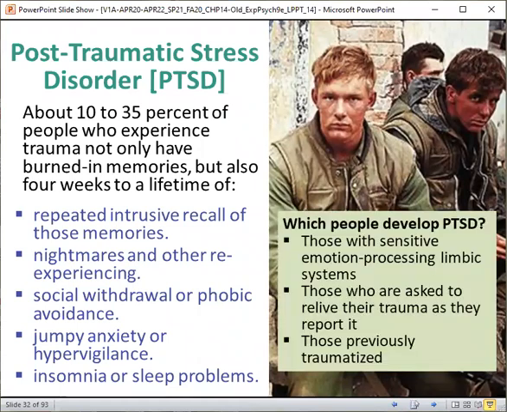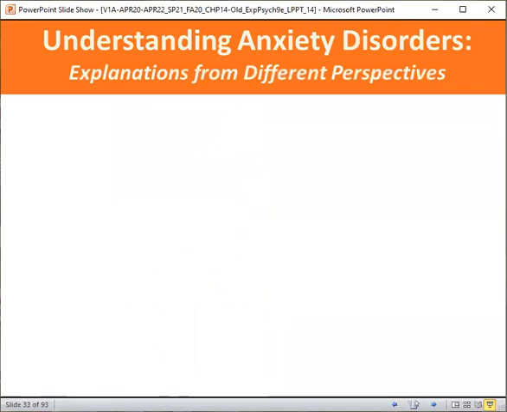All right, so those with a sensitive emotion-producing limbic system are the people who are likely to develop PTSD, as are those who are asked to relive their trauma as they report it, and those previously traumatized. Now, understanding anxiety disorders.